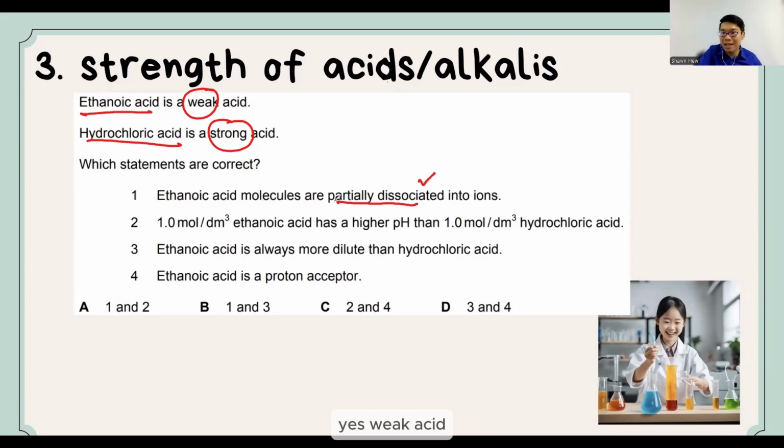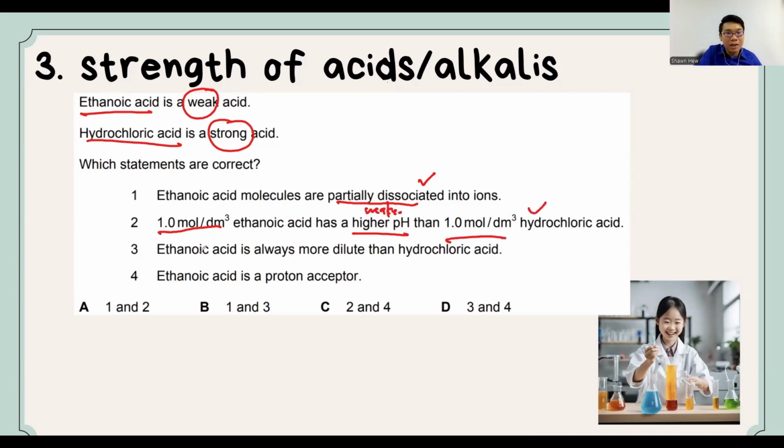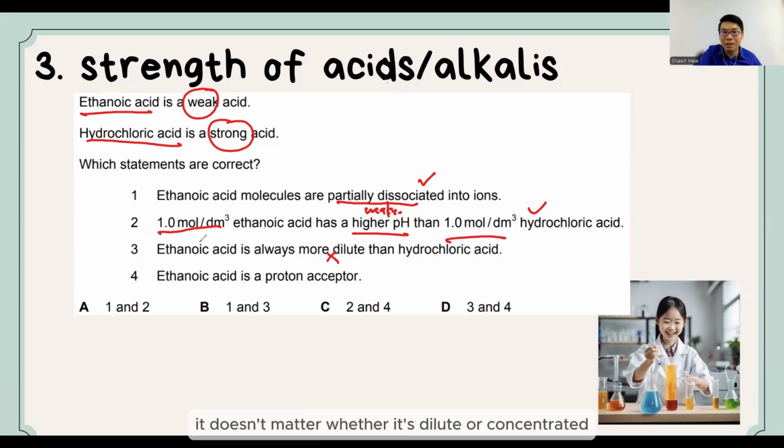Yes, weak acid partially dissociates. And this concentration of ethanoic acid has a higher pH. Higher pH means weaker than this. Oh, yes, correct. Ethanoic acid is always more dilute. No, it's just weak. It doesn't matter whether it's dilute or concentrated.